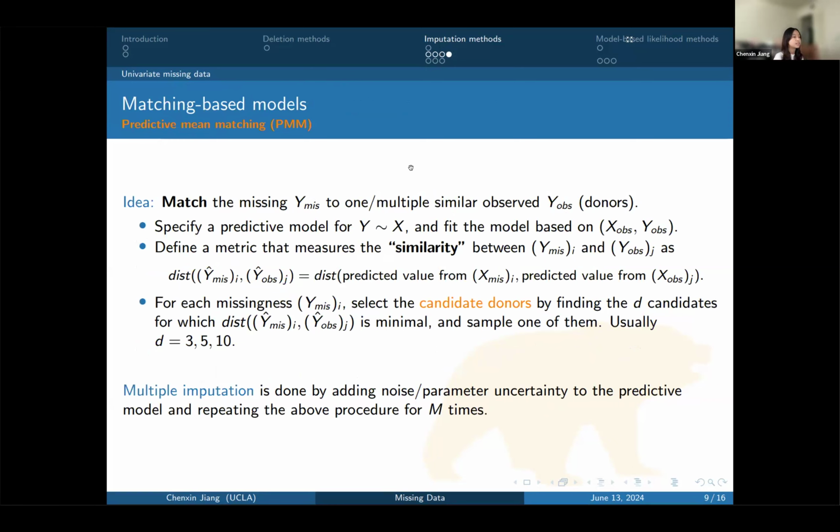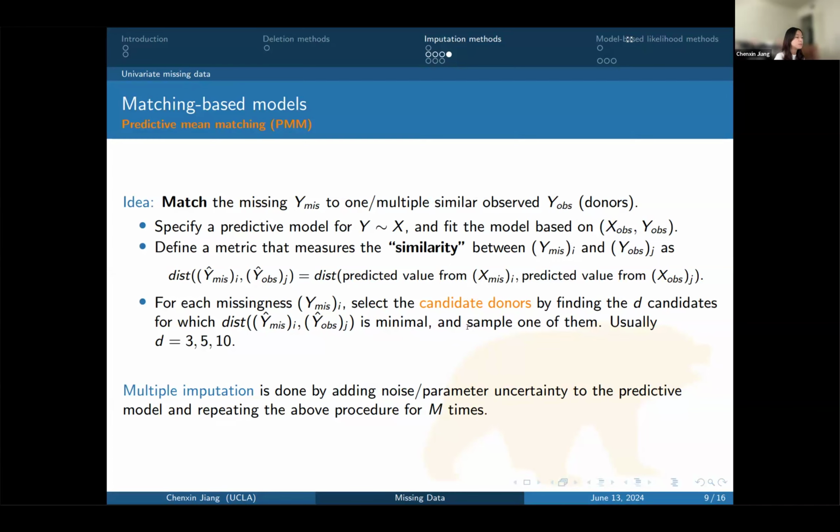The idea is to match the missing Y miss to one or multiple similar observed Y observed. We call Y observed donors. The procedure is like this. First, we specify a predicting model for Y on X and fit the model based on the observed values. Then we define a metric that measures the similarity between Y miss and Y observed as the distance between their predicted values. For each missing Y miss i, we want to select candidate donors by finding the D candidates that minimize the distance between the predicted value of Y miss and Y observed, and sample one out of them. This is a single imputation.